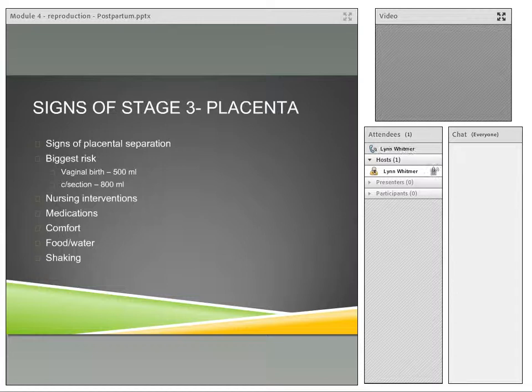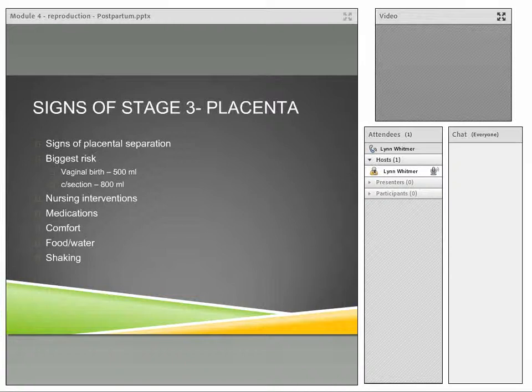Students will say to me, but I have to assess the patient. You don't assess someone who's actively bleeding. You stop the bleeding, and the way to stop the bleeding is to do fundal massage or hold on to that uterus and try to get it to contract and stay contracted. That's the key. You've got to get the uterus to contract. So fundal massage is the initial nursing intervention for postpartum hemorrhage.